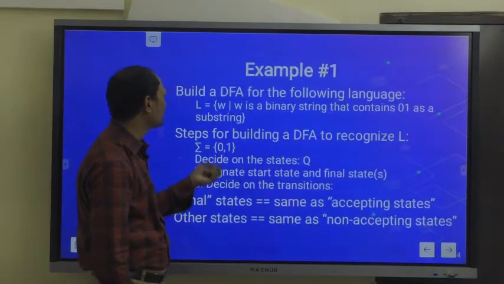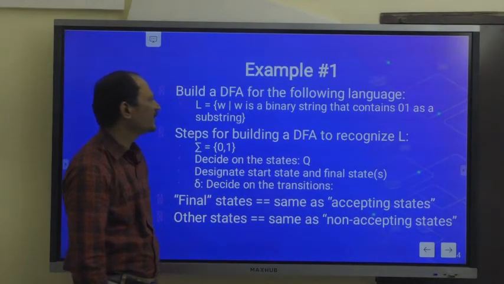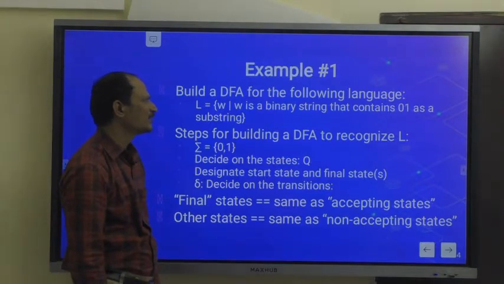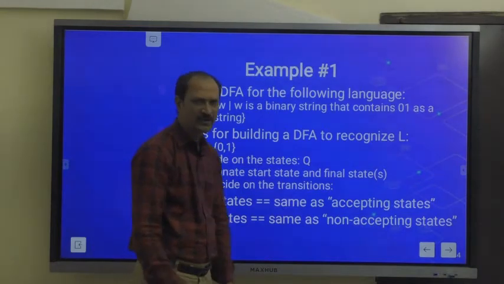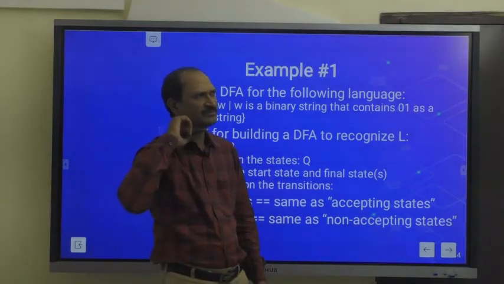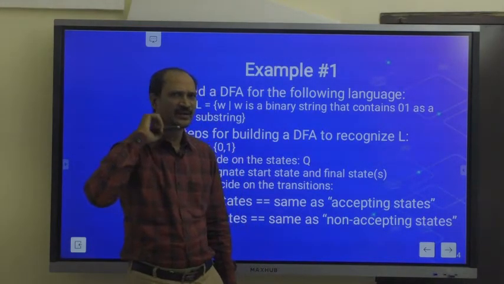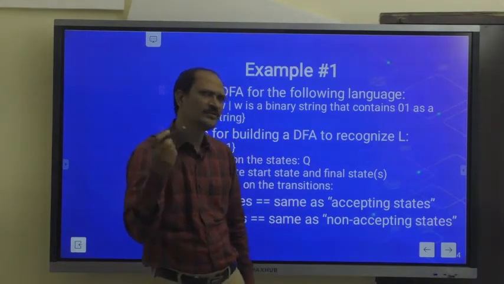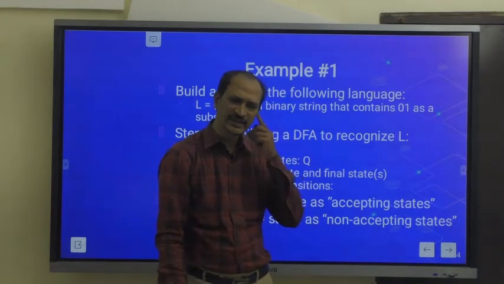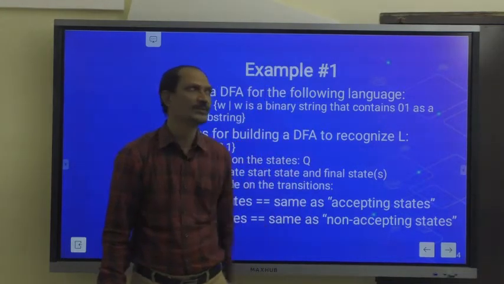Now we are going to see an example. Build a DFA for the following language. L equal to W, where W is a binary string that contains 01 as a substring. In order to do this problem, we have to always keep in mind that there are certain thumb rules that should be understood before you start solving a DFA problem.